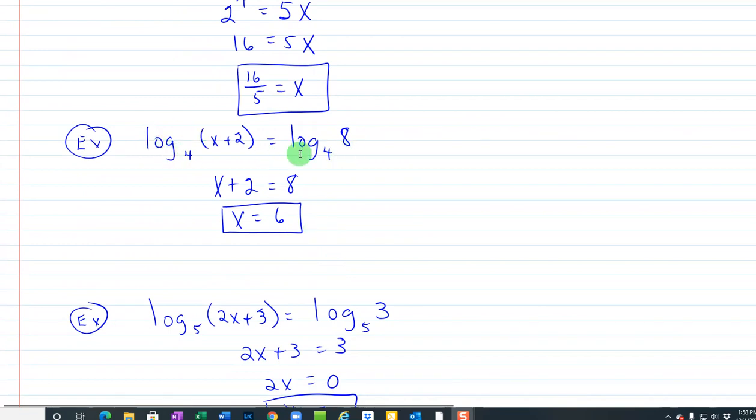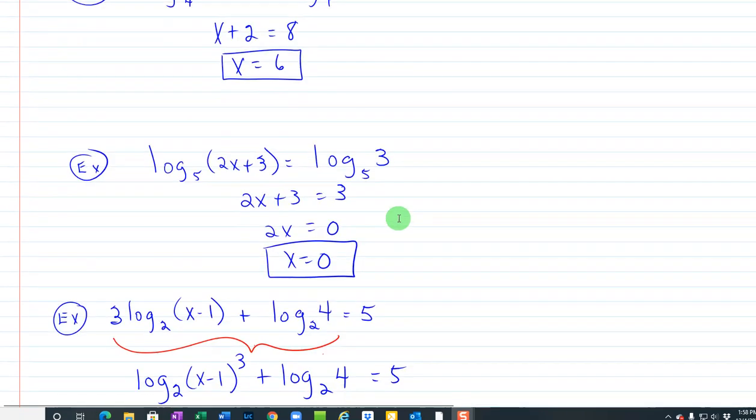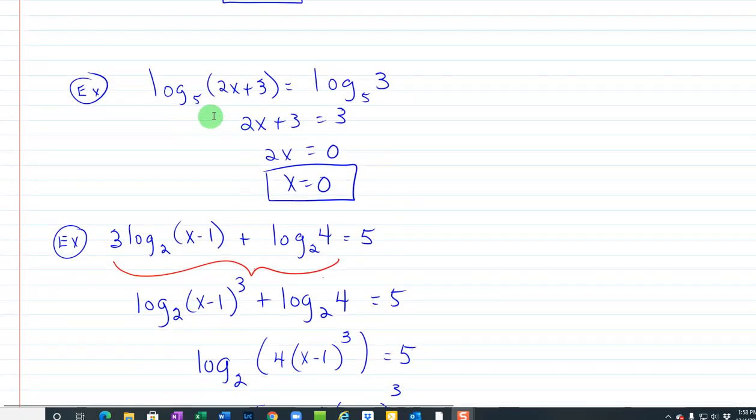Now here, we've got that log statement where two logs are equal, bases are the same. We can drop the log and the base, and just say, well, the arguments have to be equal. So x plus 2 has to equal 8, x has to be 6. Over here, same idea. We get to drop the log and the base because they're the same. 2x plus 3 has to equal 3. Ultimately, x is 0.